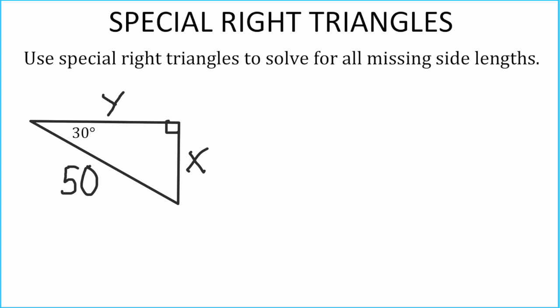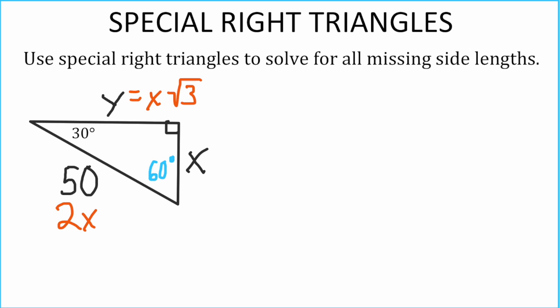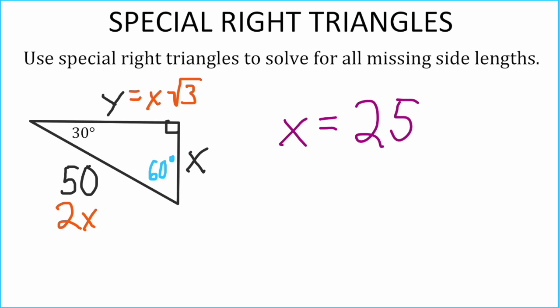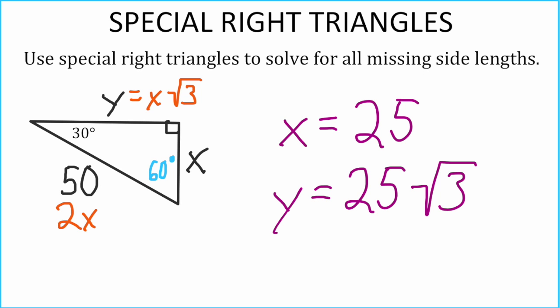All right, so first of all, we do have to know it's a 30, 60, 90 triangle. If you do triangle equals 180, the missing angle is 60 degrees. And so if the short leg is x, that means the hypotenuse is 2x, and the y would be x radical 3. So this one's pretty quick and easy. If 2x is 50, that means x is 25. And if x is 25, then y is 25 radical 3.